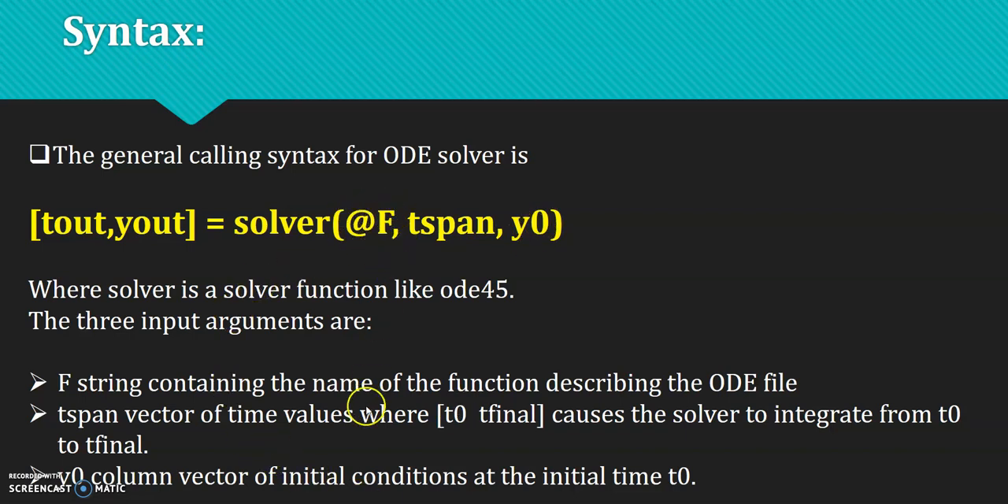This f string contains the name of the function describing the differential equation. We will see in the corresponding .m file where we are going to write those things. Tspan means that I have an initial value and a final value of the time, so that the solver should integrate from t0 to t final. And y0 means the initial conditions for the differential equation. So this is the general syntax.